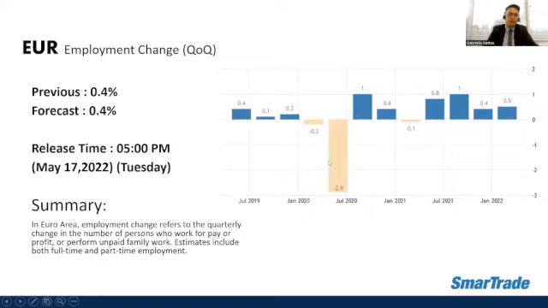And so we have the employment change on a quarterly basis for the Eurozone. So the previous data was 0.4%, and the market forecast is still the same, at 0.4%. The release time yesterday was 5 p.m. And the actual data was slightly better compared to the market forecast, and it also beats the previous data, at 0.5%.